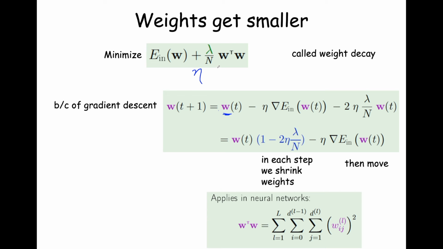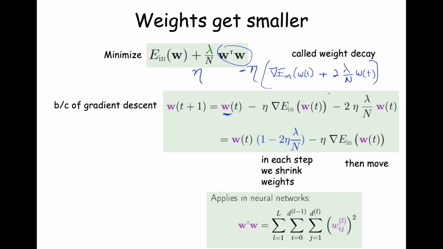Now, of course, if we compute the gradient, we have the gradient of En, and then we have 2, because this is a square term, times that step size lambda upon n times w. So here we take our gradient En w at time step t minus 2 lambda upon n w at time step t, and we multiply this times our step size eta, and we subtract this from w.